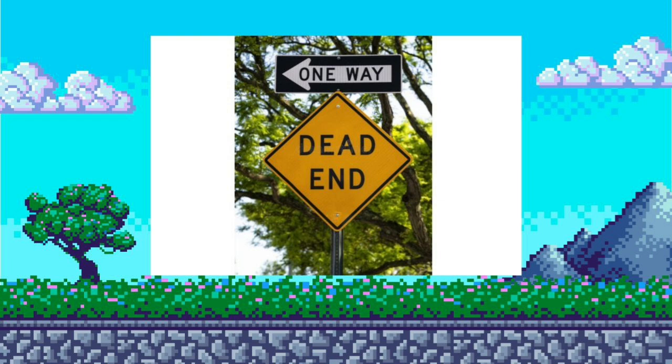How is the message conveyed? The message is conveyed through two distinct signs working together. One-way sign. This sign clearly indicates the permitted direction of travel. The arrow specifies the direction. Dead-end sign. This sign warns drivers that the road terminates and there is no through passage.